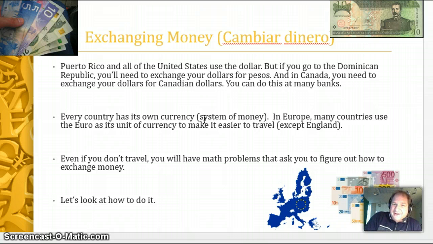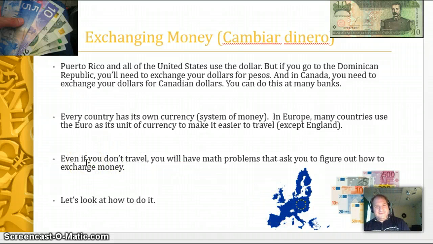So Puerto Rico, all the United States, including all the other islands we protect, they use the dollar. Dominican Republic, you got to get a peso. Canada, Canadian dollars, eh? Australia, a different one. Almost every country has its own currency. I say almost because up here in Europe, lots of countries use the euro, which looks like this. England doesn't. They're still on the pound.